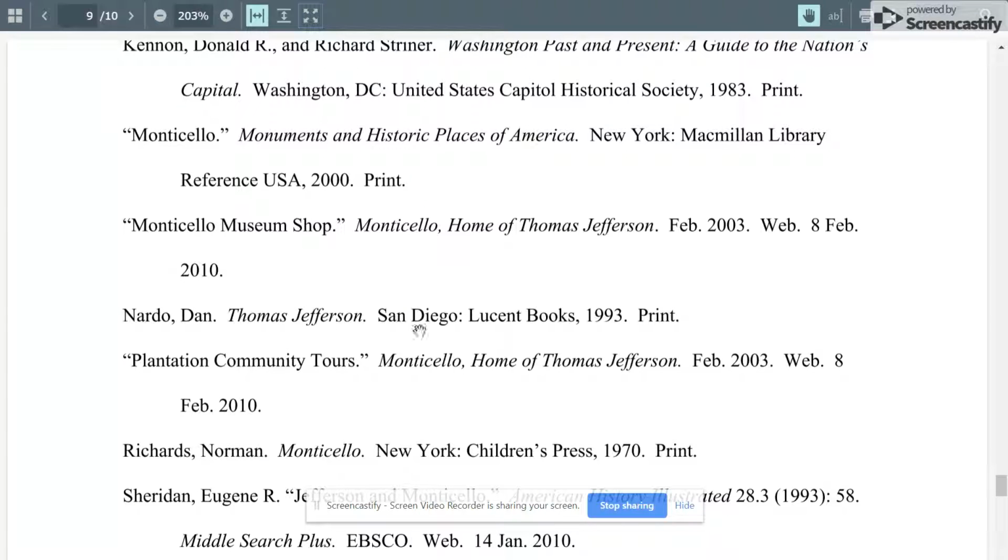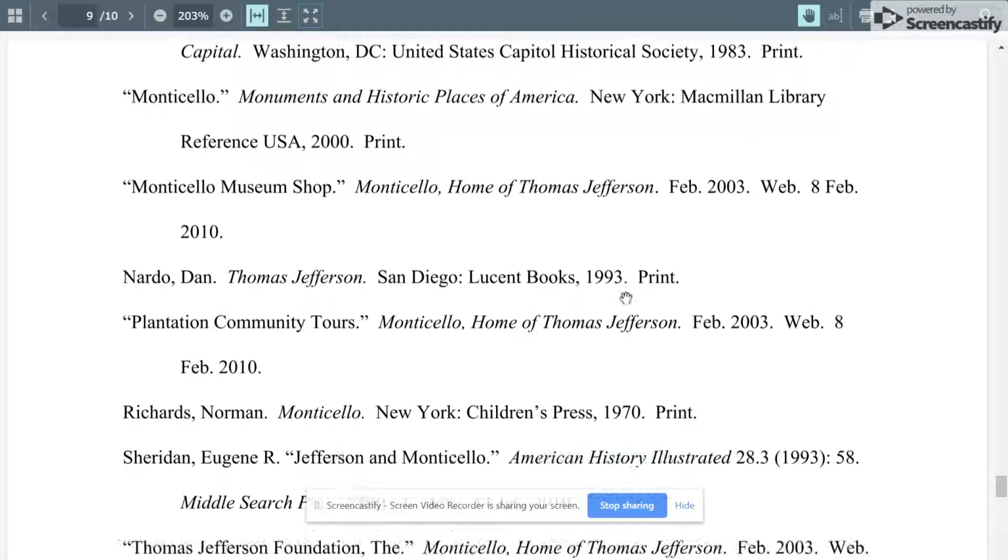It's a book called Thomas Jefferson, published in San Diego by Lucid Books in 1993. And if you want to, you can go down to the North Canton Middle School Library and pull it right off the shelf because we have it here in our library. It tells us also that she got this information from page 13 of this book.